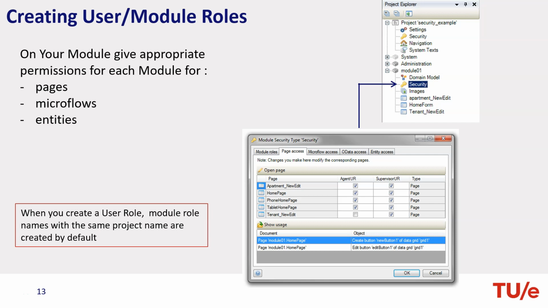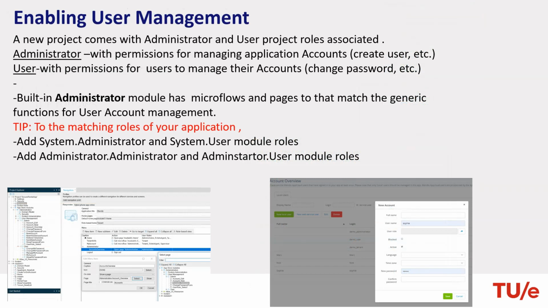When you create a user role with a name, for each module, a module role is created with the same name and associated to the user role by default. Administrator and user are two generic roles for almost all business applications. Administrators typically manage application users' accounts, and users are ordinary users that can manage only their accounts. For example, an administrator can create and delete user accounts, and a user can change the password for her account only. All Mendix applications by default come with these two user roles and associated module roles defined with the same names.